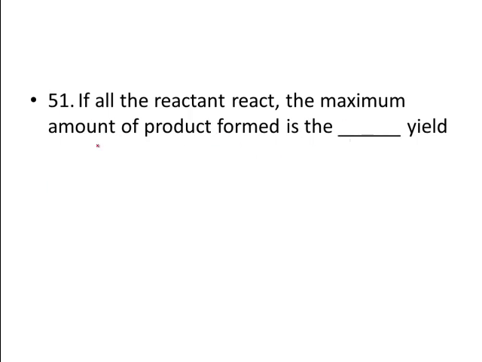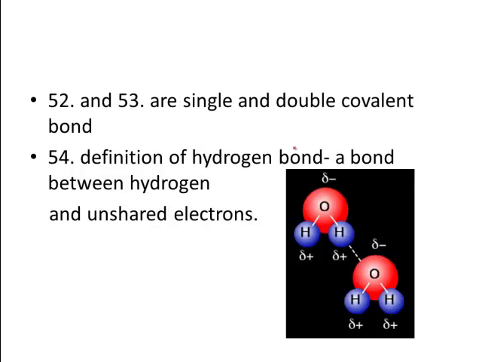A lot of students would put down the actual yield, so this is one thing to be careful about. When you see the maximum amount of product, we're always referring to theoretical being the optimal. So it's the theoretical yield. That is the maximum amount of yield. 52 and 53 are talking once again about single and double covalent bonds. One is talking about a single pair of electrons, and the other one's talking about a double pair of electrons.